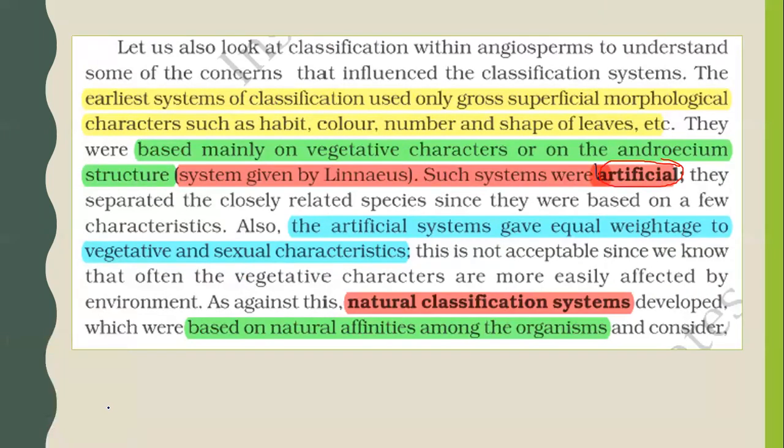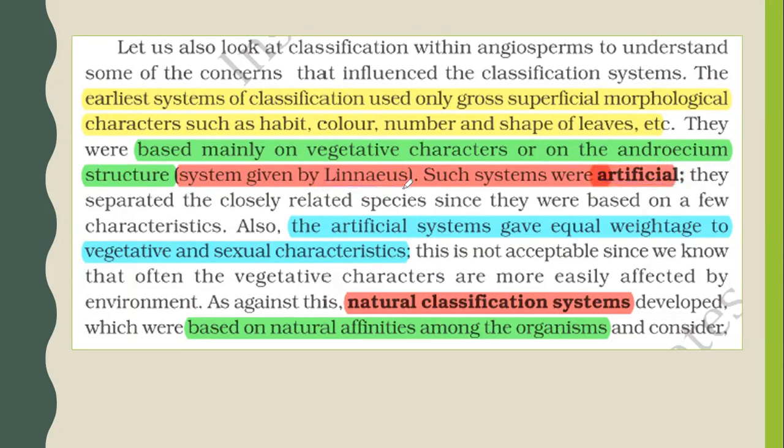Yes, the first type of classification among the plants was the artificial system of classification, which was given by Carl Linnaeus, which was the first system of classification. One second, let me take out the pen for you. Yes. The first system of classification was the artificial system of classification, and it was given by Carl Linnaeus.